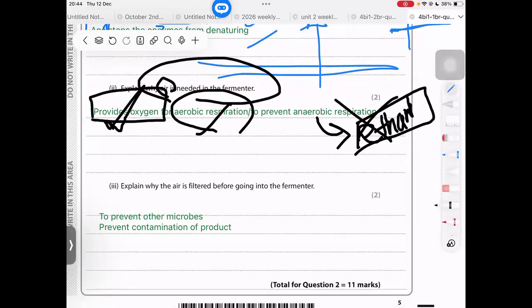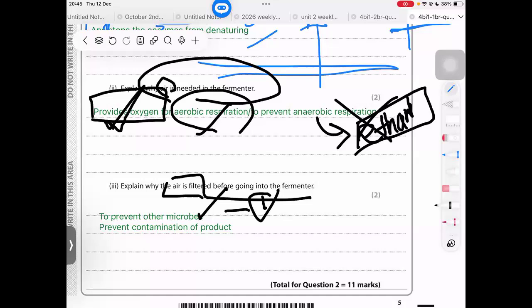Then they're asking, explain why the air is filtered before going to the fermenter. You know, air can carry a lot of microbes. So definitely it needs to get sterilized first, or it needs to get filtered. So what is the reason? To prevent other microbes. Now, apart from writing microbes, if you have written bacteria or fungi or pathogens, you can get that particular 1 mark, right?